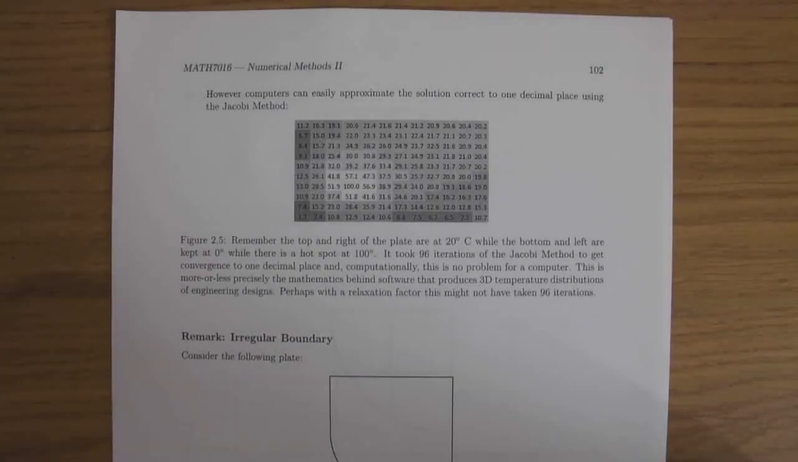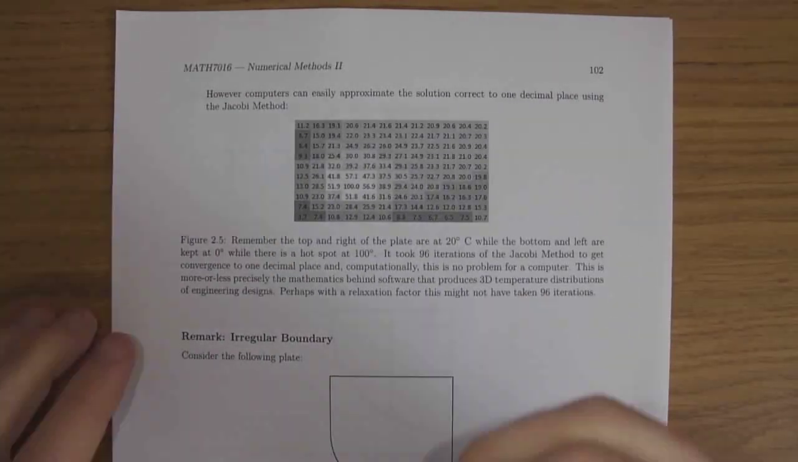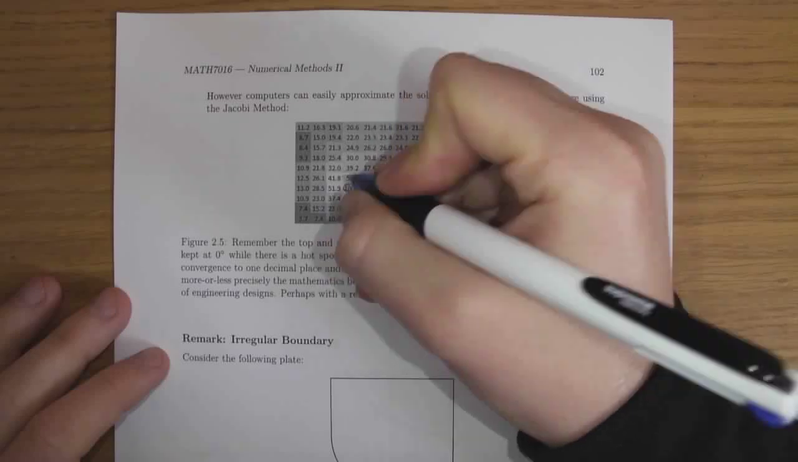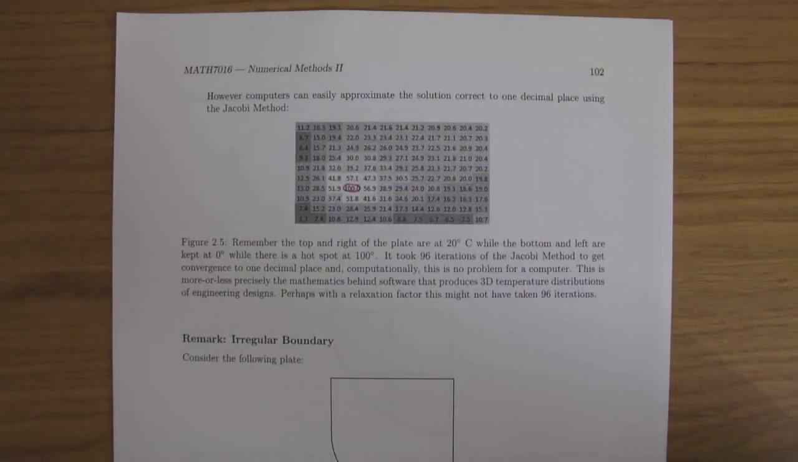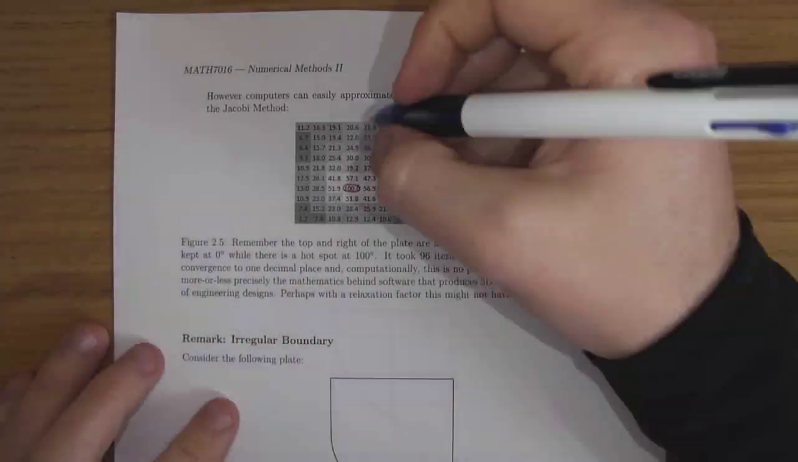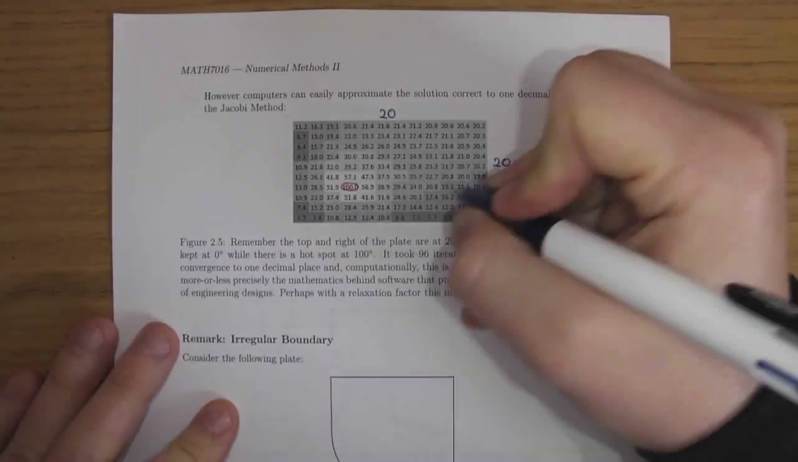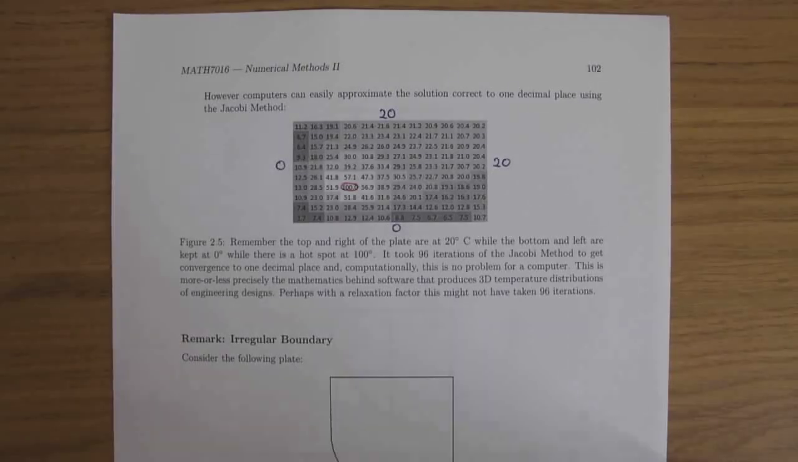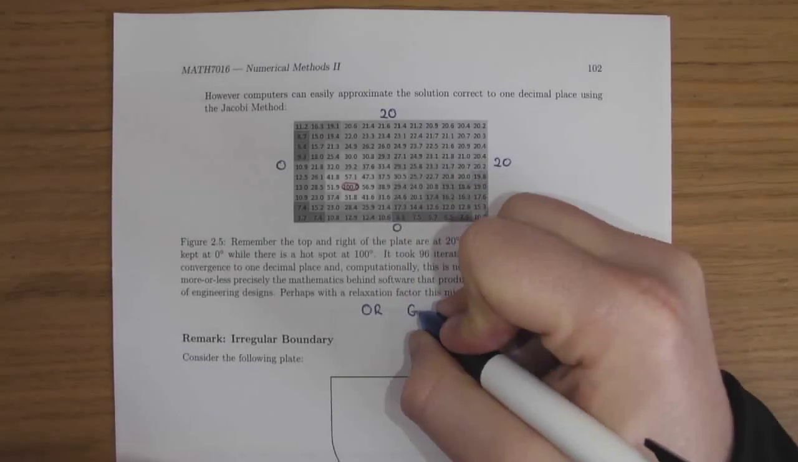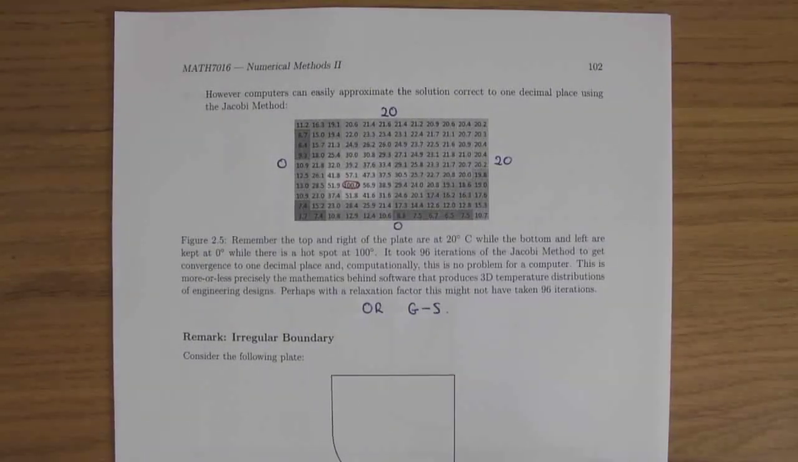So there's a few things here. I've done conditional formatting on the final solution. So the cold bits are dark and the hot bits are light. Maybe let's write down that this is at 20, this is at 20, this is cold, this is cold. It took 96 iterations of the Jacobi method. No problem for a computer, more or less precisely the mathematics behind software that produces 3D temperature distributions. With a relaxation factor, or using Gauss-Seidel, it probably would not have taken 96 iterations.